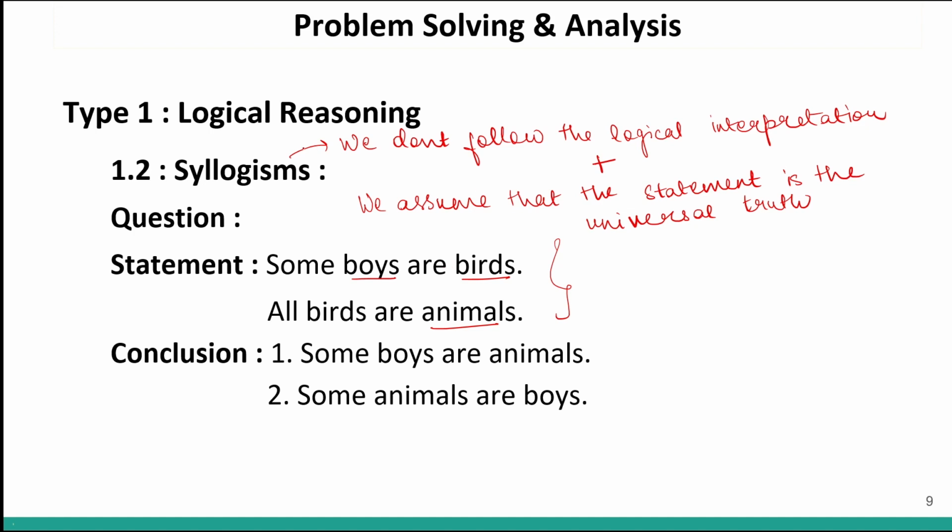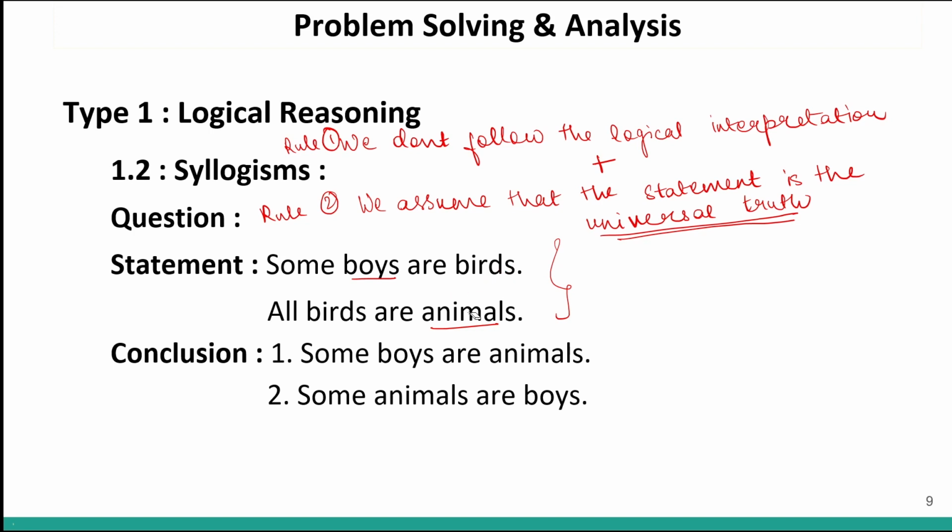But in syllogisms, first rule number 1. So I can write it like this. Rule 1. We do not follow the logical interpretation. We do not treat this as logically true. There can be logical flaws, like in this question. Rule number 2 means this, whatever is written in the statement, is considered the universal truth. So we will consider this to be true whether it follows logically in real life or not. So these are the two rules that you should remember while solving questions for syllogisms.